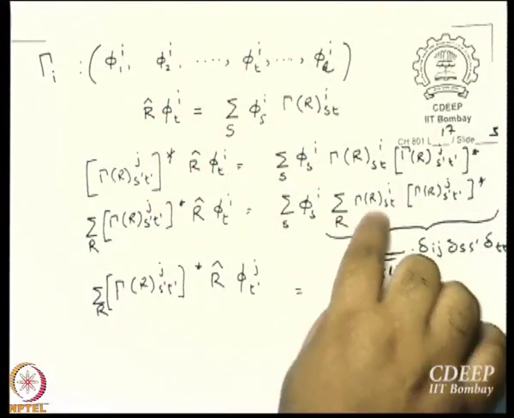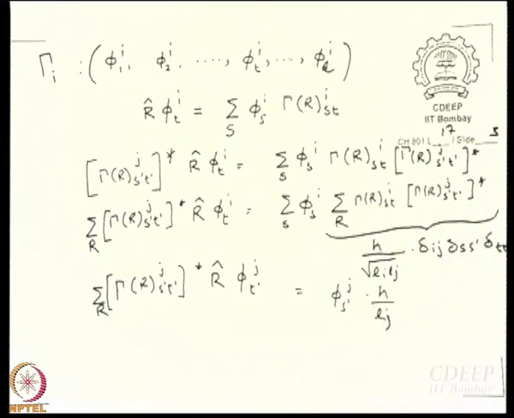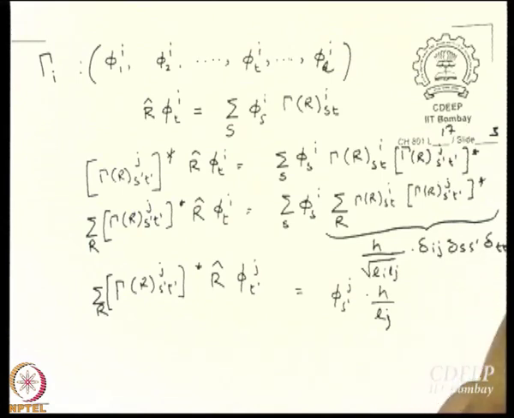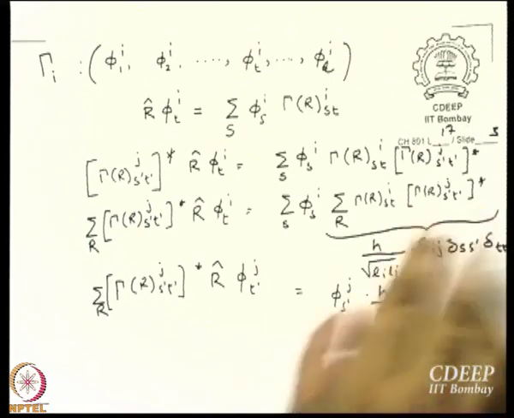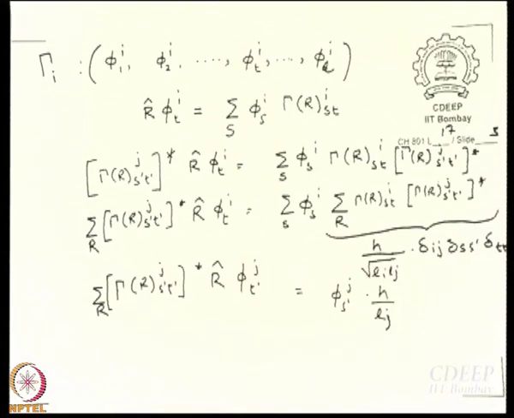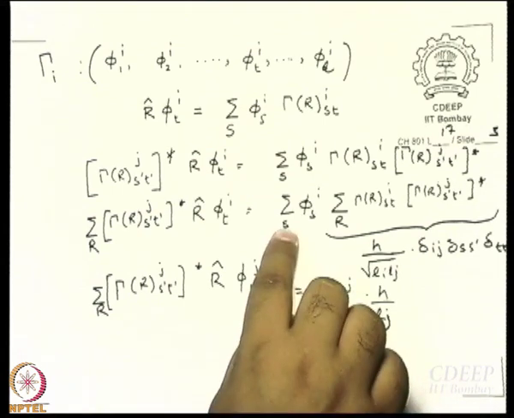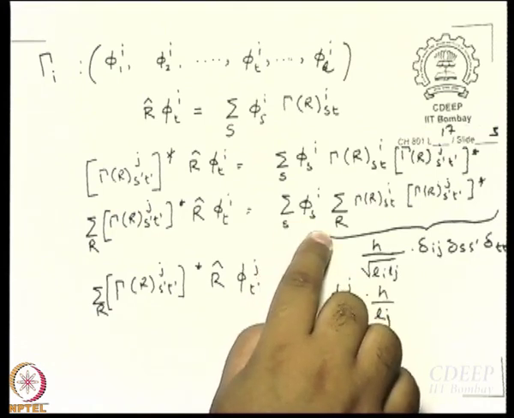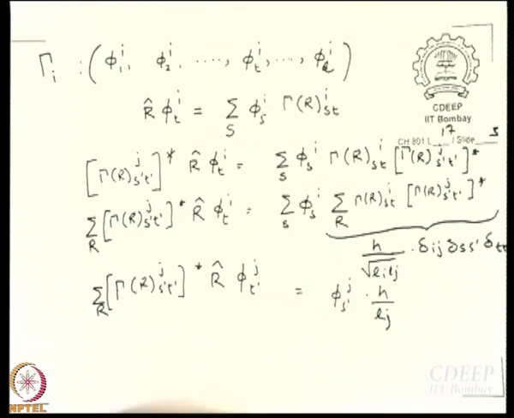What happened to the summation? There was sum over S. Sum over R is gone anyway, right? Sum over R, product of the matrix elements, has been replaced by H by root over Li Lj del Ij del S dash del Tt dash. That summation over R is gone. And then what I have done is I have put S equal to S dash, T equal to T dash, I equal to J. So out of this summation, the only term that survives is when S is equal to S dash. That's why I have written phi S dash J.